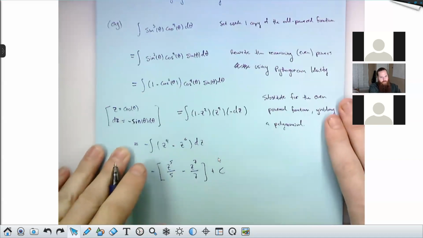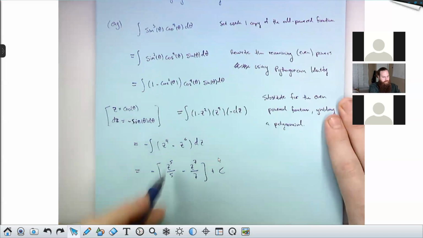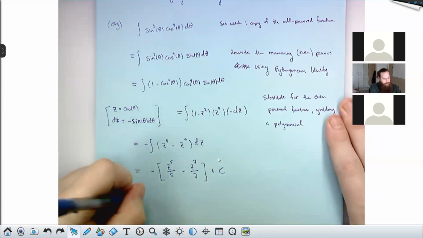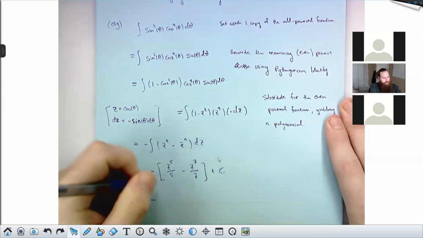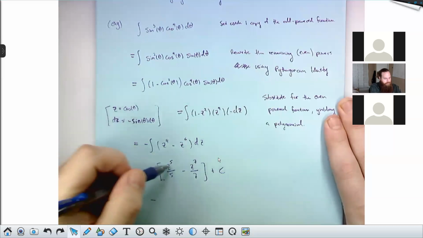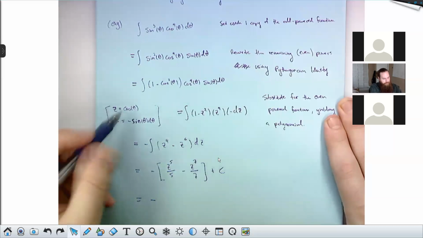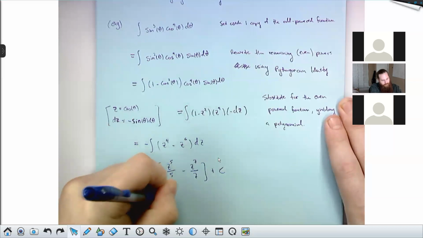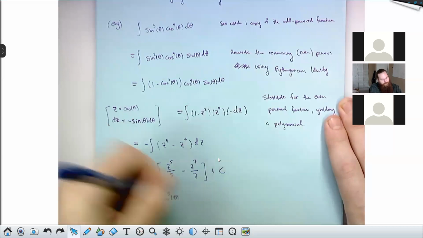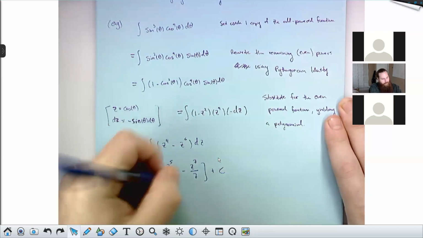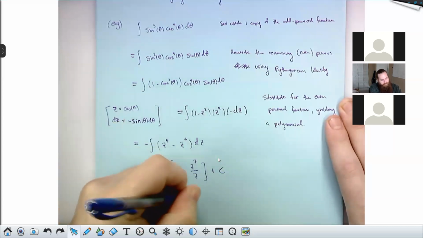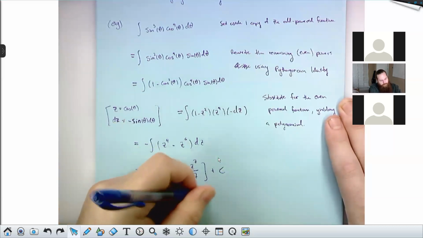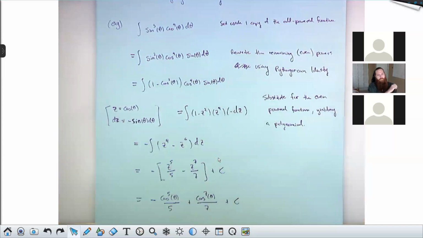And because this is an indefinite integral, we tack on the plus c, and then we also have to go back to my original variable. So that will be negative. I'm going to distribute the negative also. Z to the 5 is cos to the 5 theta. And then negative negative here will make plus cos to the 7 theta over 7 plus c.